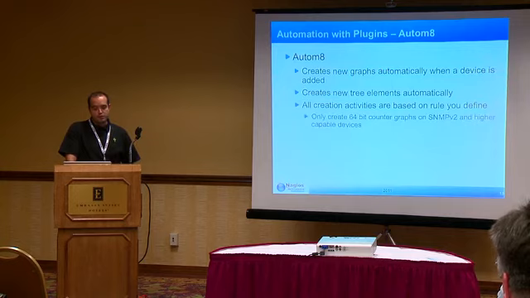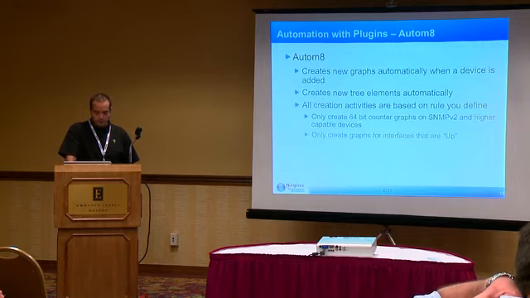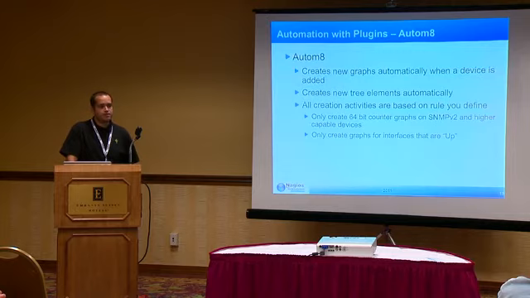very customizable rules. A great example: you only create 64-bit counter graphs on SNMP v2 or higher capable devices. So it's capable of looking at SNMP host information, and you can make determinations like whether it supports v2, and then you can do 64-bit or high octet counters. You can also do things like only create graphs for interfaces that are up, and I think vice versa, remove graphs for ones that go down.